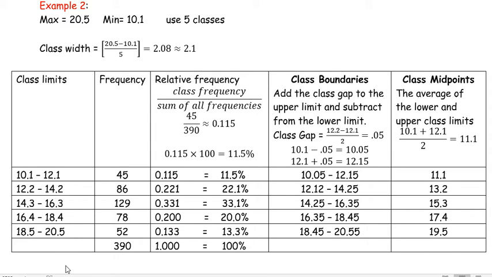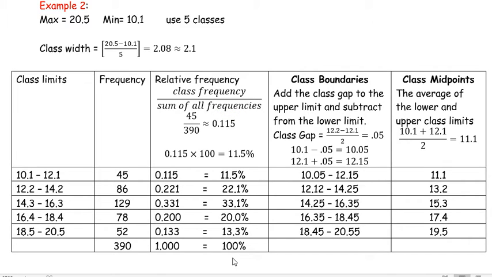Now I've given you the frequencies here, so I didn't show you the data set, but I've just given you the frequencies, and then I actually added those up as well. So there's 390 values in this particular data set. That's the total. The next thing is the relative frequency. If you want to find the relative frequency, you just divide the class frequency by the sum of all the frequencies.